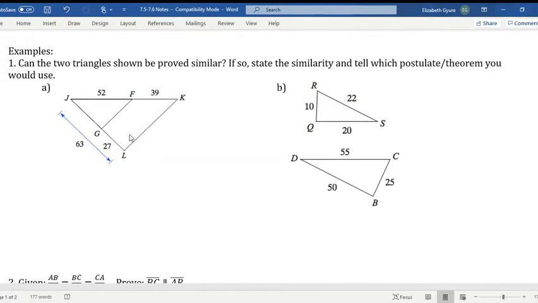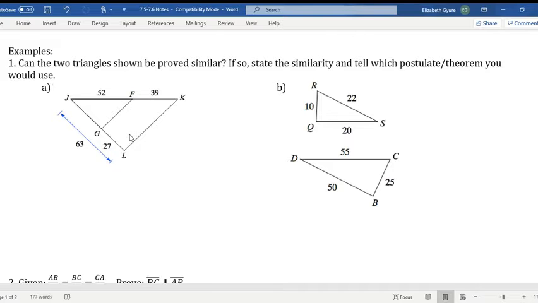Can't do the easy ones, definitely can't do the hard ones. So I just want to make sure we know how to tell if they're similar or not, which similarity theorem you would use, and then make sure we can write our similarity statements properly. And this does show up on your homework. Sure, something like this will show up on your test.